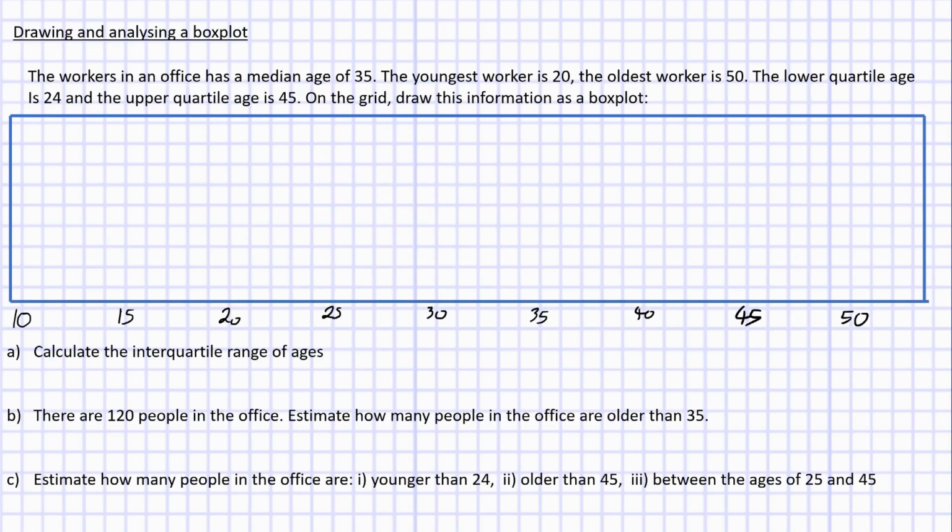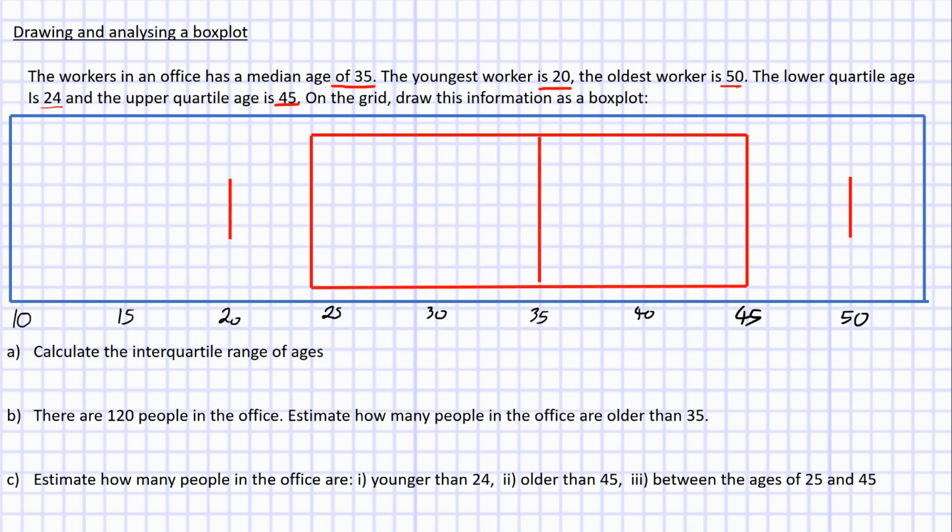This is how we would draw and analyze a box plot. I'm going to identify the important statistics in the question. We have a median age of 35, the youngest worker is 20, the oldest is 50, the lower quartile is 24, and the upper quartile is 45. So that's all the information I need to draw my box plot. Our lowest value is 20, lower quartile of 24, median of 35, upper quartile 45, highest value 50. So I just need to now draw the box and the whiskers. So there's my box, and I'm drawing the whiskers in there.